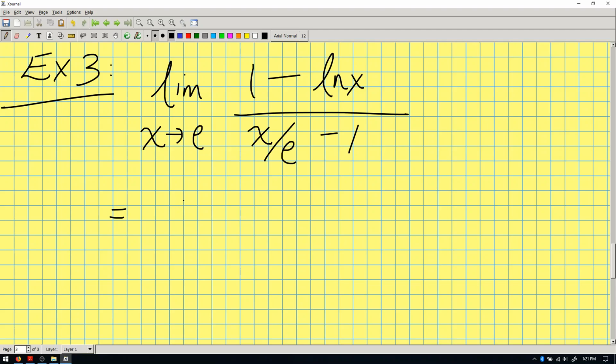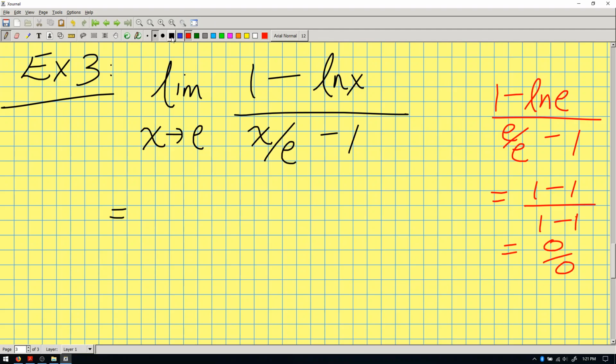Now, how do we apply this limit? So, if I plug in e, I go 1 minus ln e over e minus 1. On the top, I get 1 minus 1 because ln of e is 1. 1 minus 1 over 1 minus 1. Clearly, this is 0 over 0. I can use L'Hopital's rule.